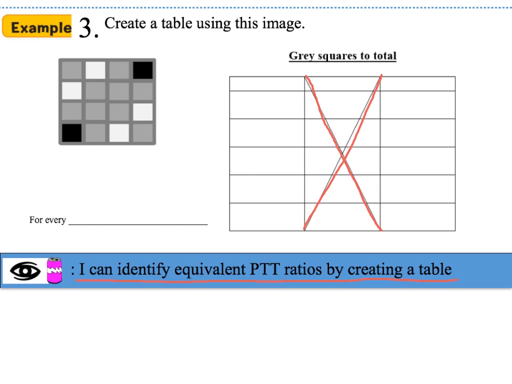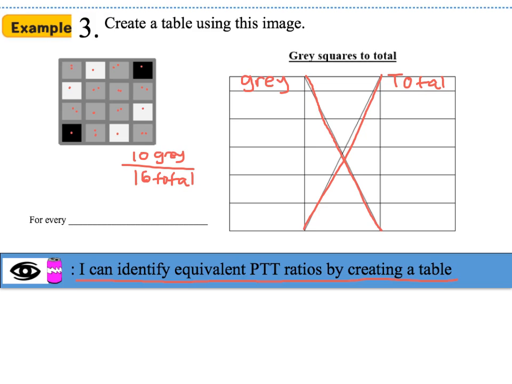It says create a table using the following images: gray squares to total. So I'm going to label this as gray because that's 1 part of my ratio, and this was my total column. So what we should do is we should go ahead and count the gray squares. So we've got 1, 2, 3, 4, 5, 6, 7, 8, 9, 10. You've got 10 gray squares. For a total of 1, 2, 3, 4, 5, 6, 7, 8, 9, 10, 11, 12, 13, 14, 15, 16 total squares.